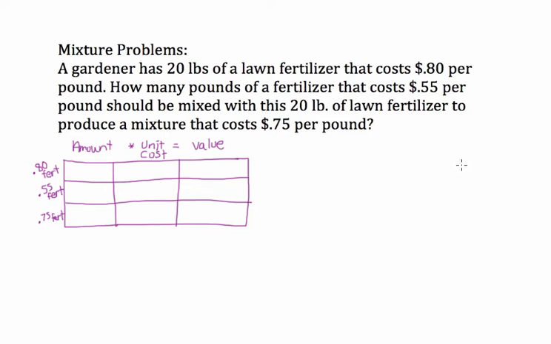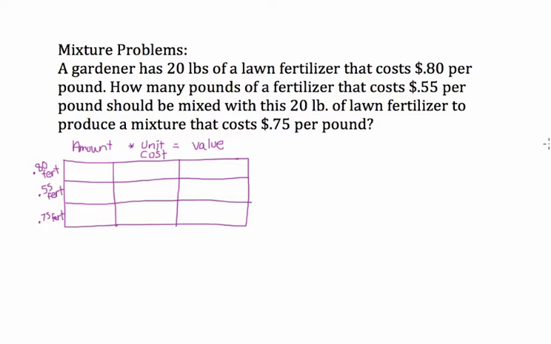Mixture problems. With mixture problems, I like to use a little table. Let's think about this problem here. A gardener has 20 pounds of lawn fertilizer that's 80 cents a pound. How many pounds of fertilizer that costs 55 cents a pound should be mixed with the first 20 pounds to make a mixture that costs 75 cents a pound? So again, I'm adding the 80-cent fertilizer to the 55-cent fertilizer, and I want to get out a fertilizer that's 75 cents a pound. I have to figure out the proportion so this works out.